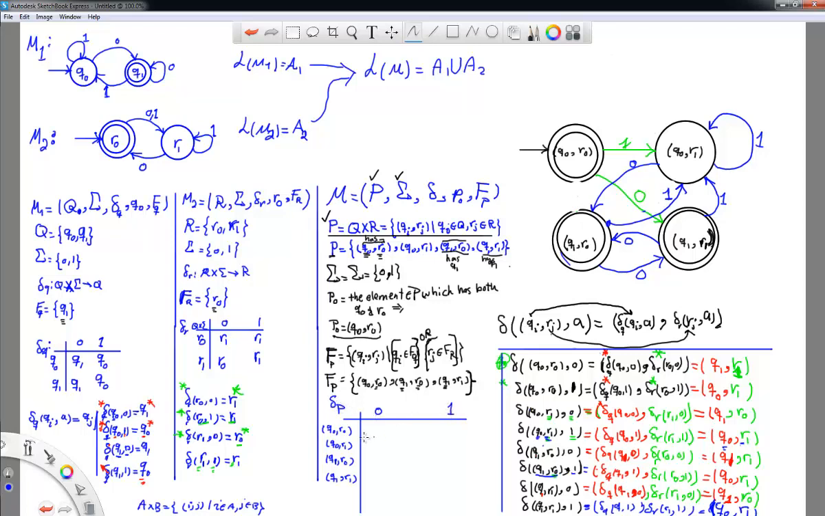So Q0 R0 with the 0, which is the first one up here, it goes to Q1 R1. So I'm going to draw this Q1 R1. Then Q0 R0 over 1, which is the second one, goes to Q0 R1. So it's going to go to Q0 and then R1. Then Q0 R1 over 0, which is the third one here, goes to Q1 R0. Goes to Q1, comma, R0. And then Q0 R1 over 1, which is the fourth element down here, is going to go to Q0 R1.